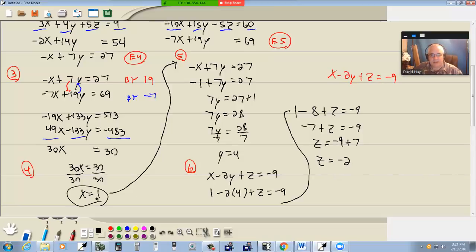So now we have our x, we have our y, and we have our z. So our answer will be an ordered triple where we put parentheses around it. So I got 1, comma, 4, comma, negative 2. And that's our answer.